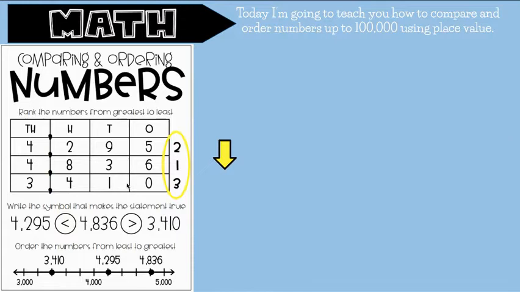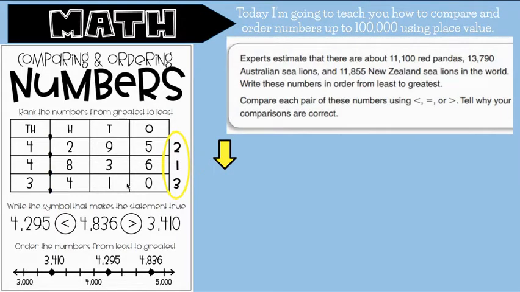Okay, mathematicians, I love animals, and I really love weird, crazy animals. And so I have something I want to share with you today. Experts estimate that there are about 11,100 red pandas, 13,790 Australian sea lions, and 11,855 New Zealand sea lions in the world. Wow, I love those animals.